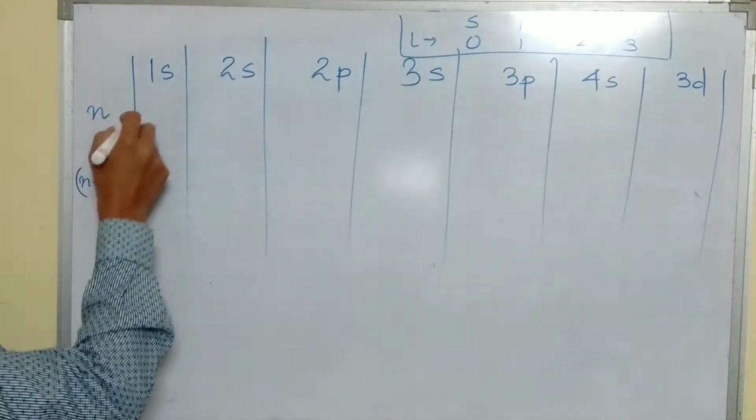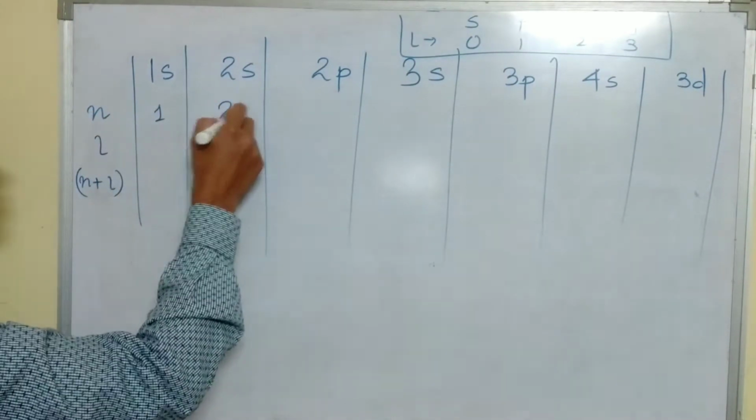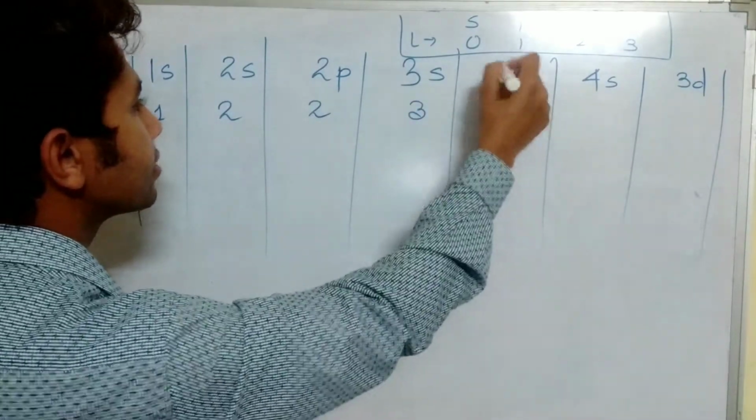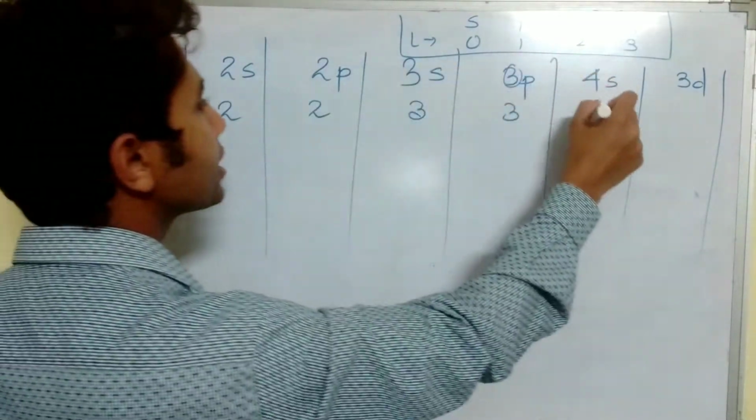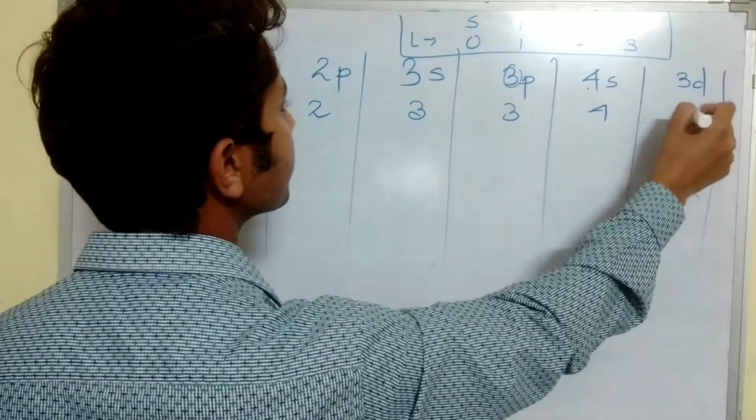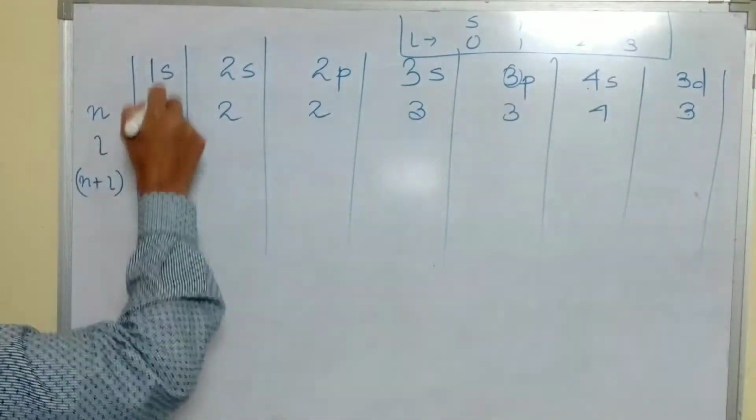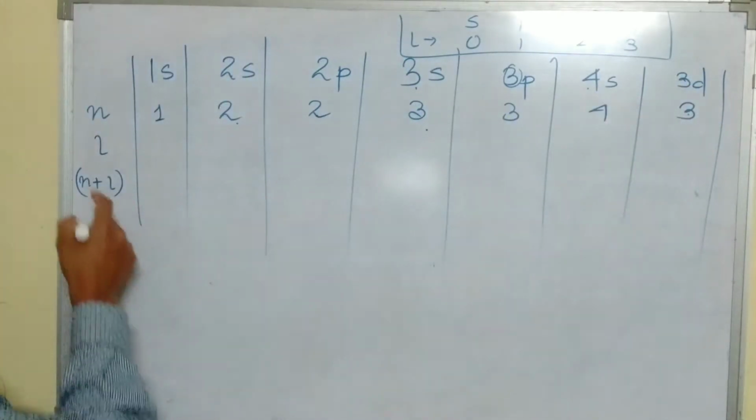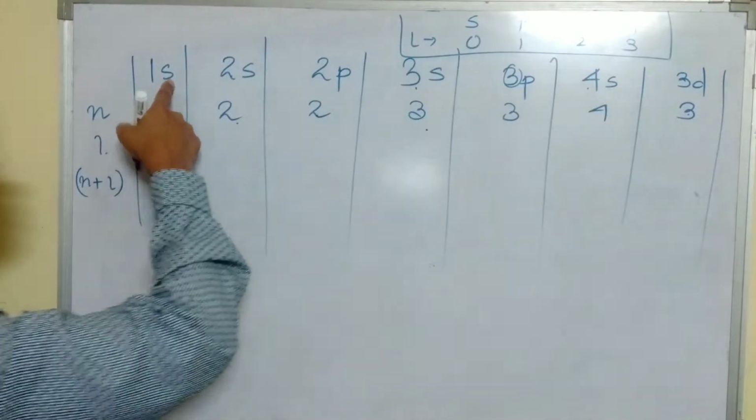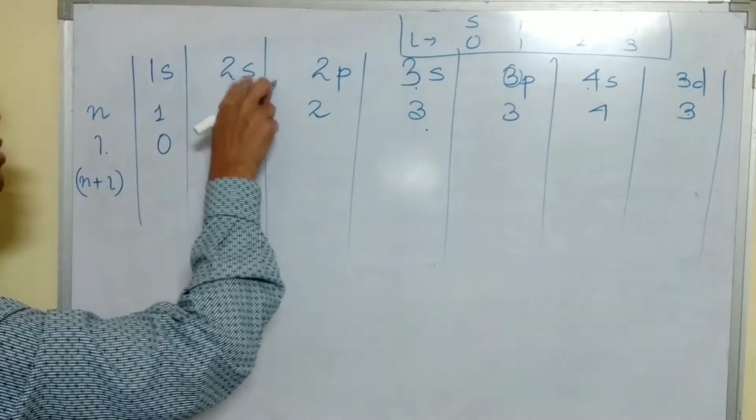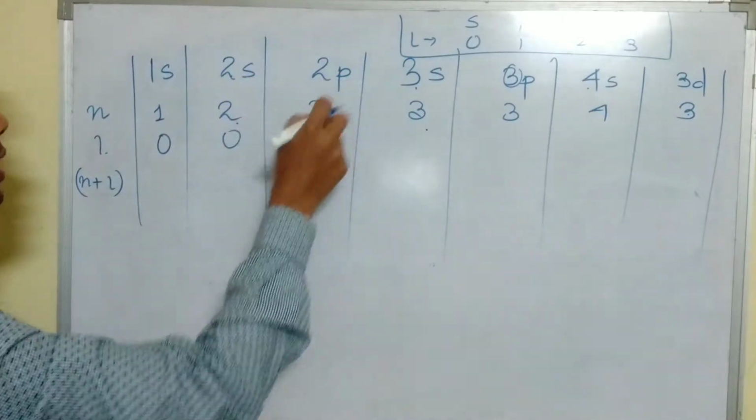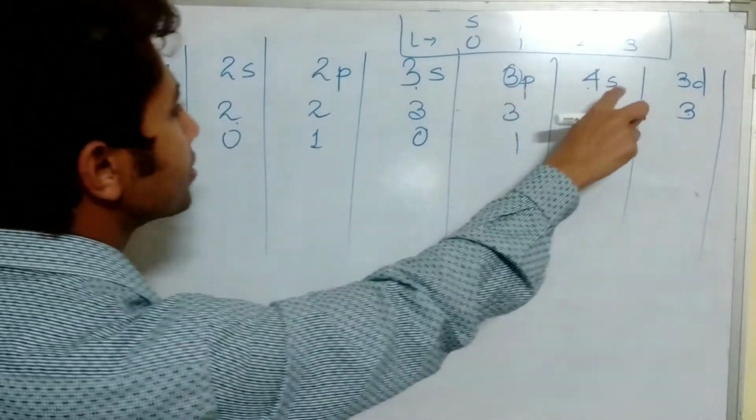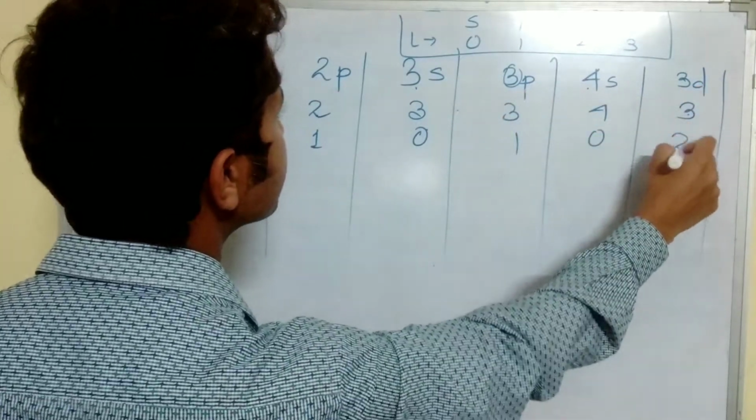So the n value for 1s will be 1, for 2s it will be 2, for 2p it will be 2, for 3s it will be 3, for 3p it will be 3, for 4s it will be 4, for 3d it will be 3. Here 1, 2, 2, 3, 3, 4, 3. Now the l value for s is 0, for p is 1, and for d is 2.